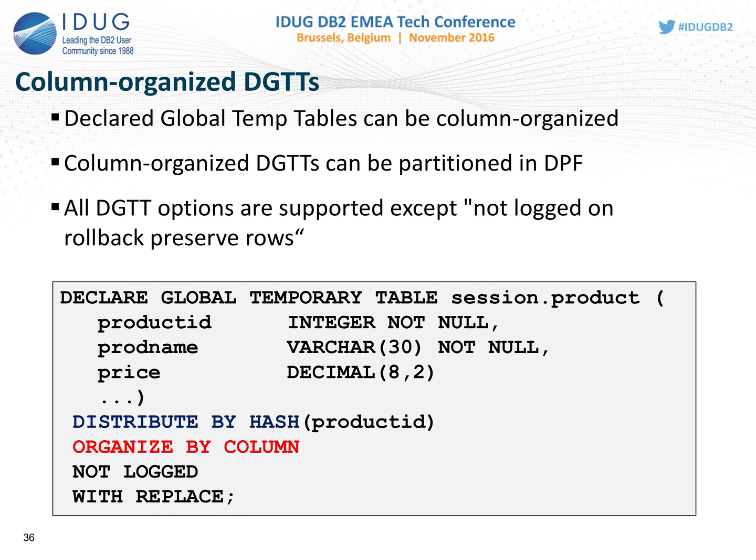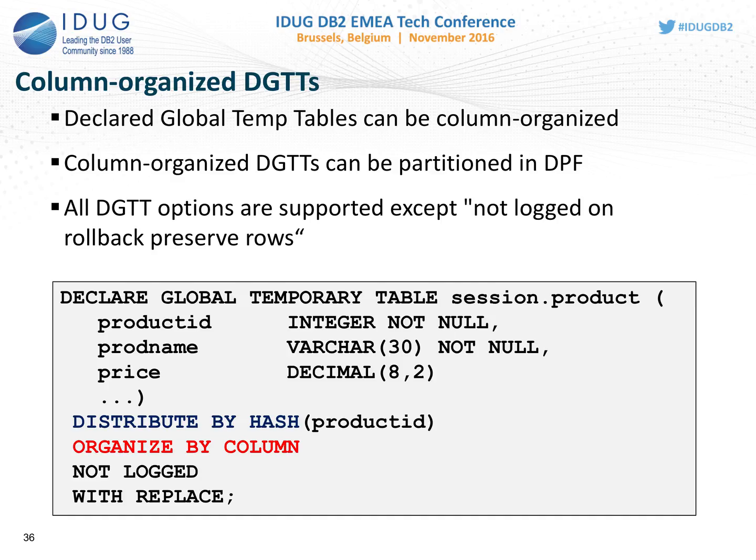I mentioned at the beginning, declared global temp tables can now be column organized. And here you see an example. If you declare a global session table, you can define this as organized by column. If you are using an MPP system, then you can also declare that to be distributed by hash across the partitions. And this is really useful.